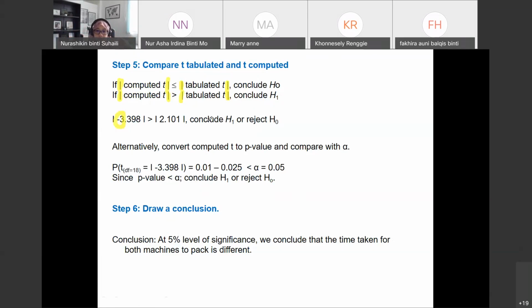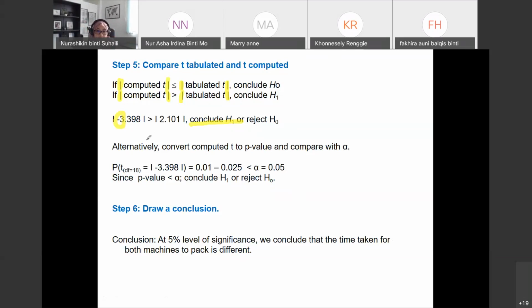So here you reject H0. If you forget that rule of the bar, you see minus 3, and minus 3 is less than 2, so it will give you a different decision. So make sure that you understand the meaning of that bar.